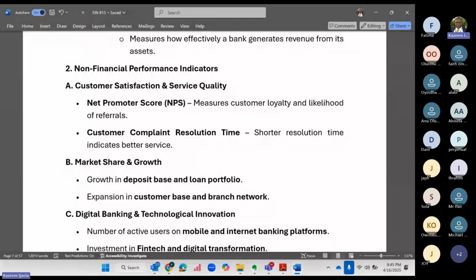Number one of them is your customer satisfaction and service quality. Do you know most banks gain new customers because of their good customer care? There are some banks, I won't mention their names, whose customer care are old people that Gen Z cannot relate with. Imagine you go to a bank now, the person that attends to you is a very young lady that smiles well, that alone gives you a positive rating, right? Those are the things you have under non-financial performance indicators: customer satisfaction and service quality, your market share and growth.